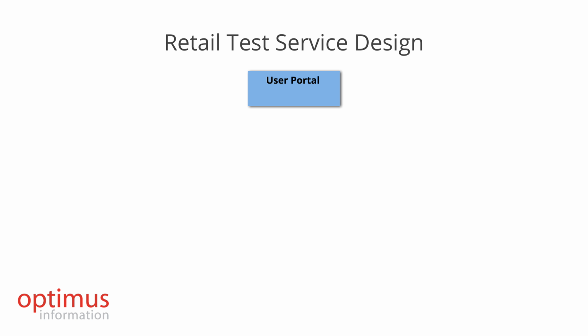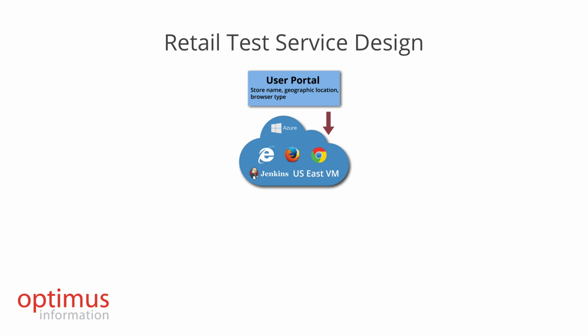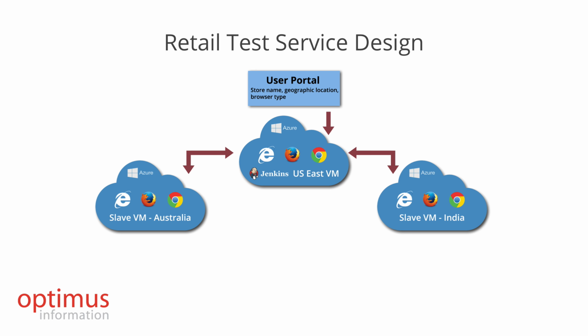This is the user portal. It's the interface where you will store the store name, the geographic location, and the browser type that you would like to test. These parameters go to the Jenkins Job, which is set up on the cloud on the US East virtual machine. The master Jenkins will decide whether to execute the job on the same machine or pass it on to the slave nodes, which are also on Azure, depending on the geographic location that you have selected.